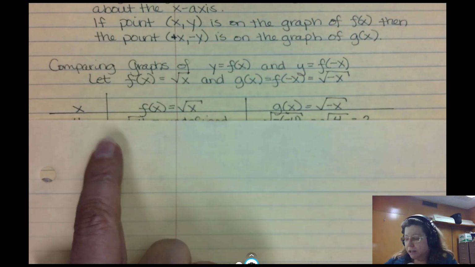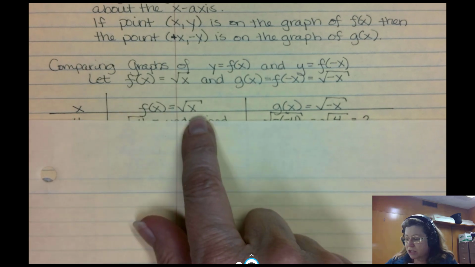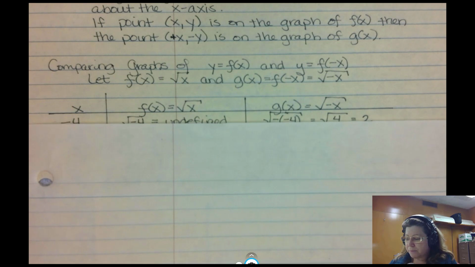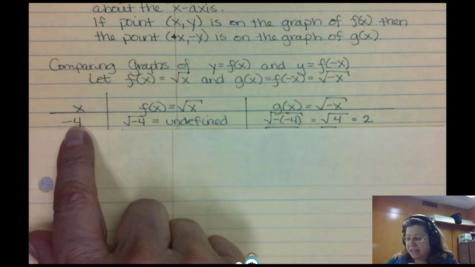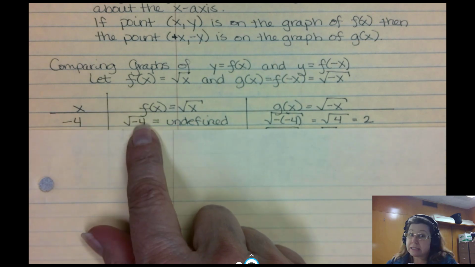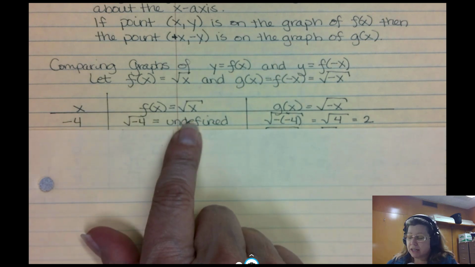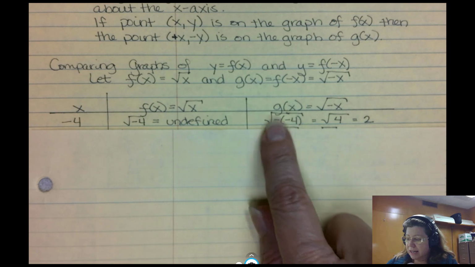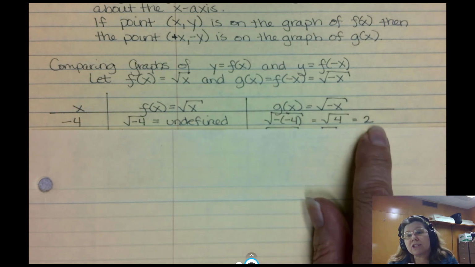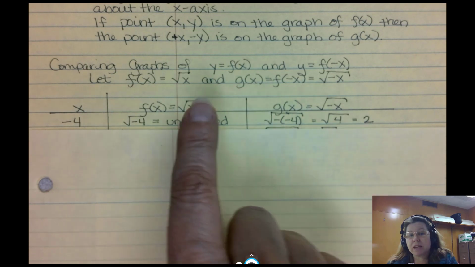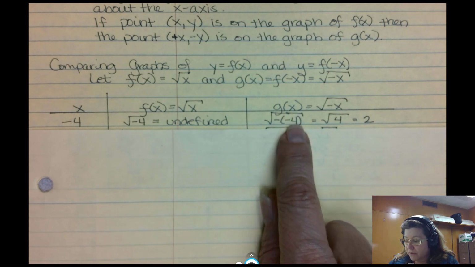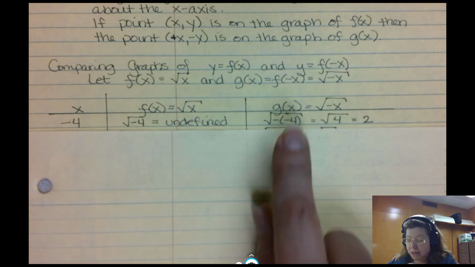Okay, here are my x's. Here's my f of x, which is the square root of x. Here's my g of x, which is the square root of negative x. I'm going to take the value negative 4. I'm going to plug it in and I get the square root of negative 4, but in the real numbers that is undefined. But for g of x, I get the negative 4, which is really the square root of 4, which is 2, so that's permitted. In f of x, a negative value is not permitted, but in g of x, a negative value is permitted.